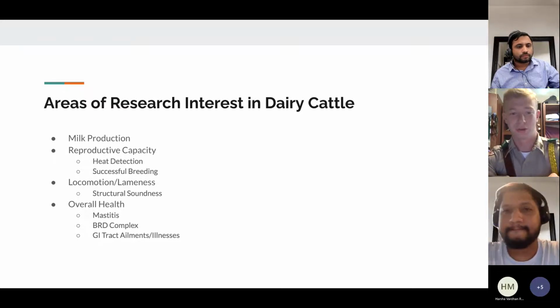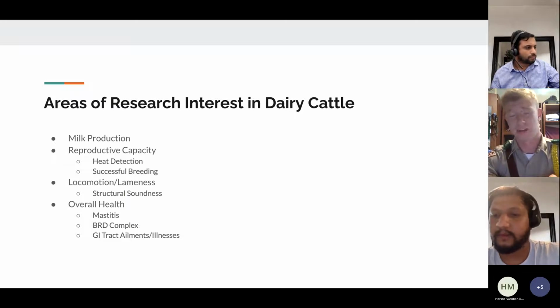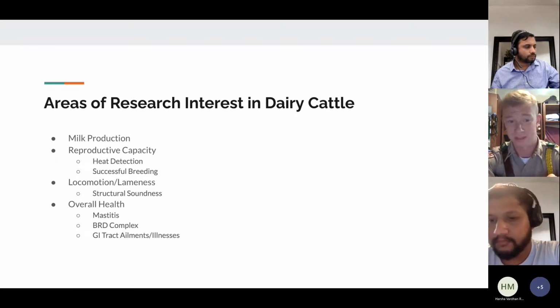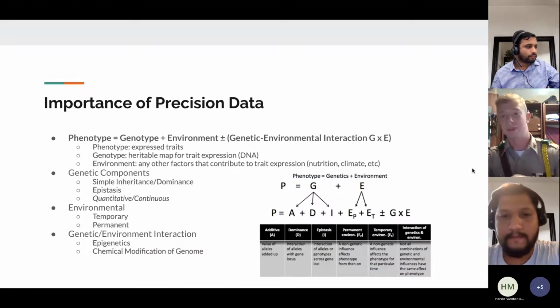We also look at locomotion and lameness scoring in dairy cattle in particular because they are living more in confinement. That does become an issue as they're more on concrete. That contributes to their overall structural soundness. And then, of course, we're concerned with their overall health. Mastitis, especially subclinical mastitis, is a huge problem in the dairy industry. That's probably where your biggest loss is. Also, the BRD complex and any GI tract ailments and illnesses. So precision data becomes extremely important in dairy cattle.